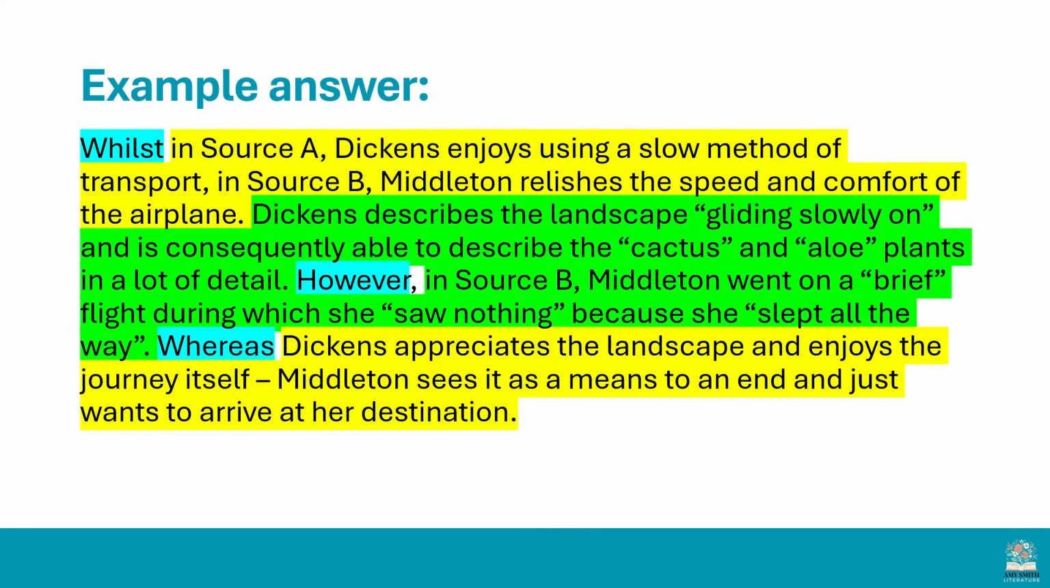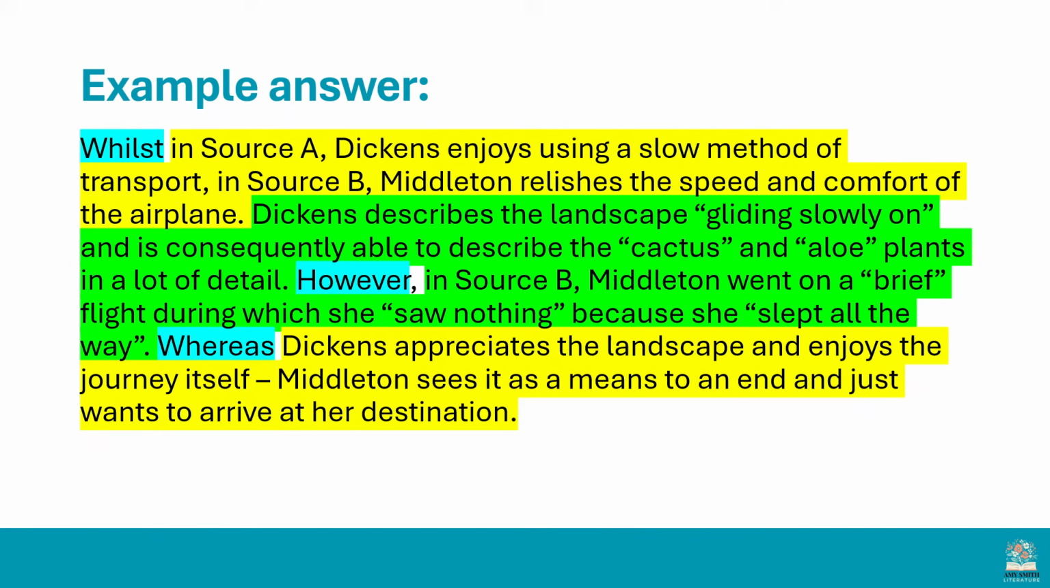Here's an example answer then, and I've highlighted it, but I'll talk to you about that in a minute. We'll read it through first. So it says, whilst in source A, Dickens enjoys using a slow method of transport, in source B, Middleton relishes the speed and comfort of the aeroplane. Dickens describes the landscape as gliding slowly on and is consequently able to describe the cactus and aloe plants in a lot of detail. However, in source B, Middleton went on a brief flight during which she saw nothing because she slept all the way. Whereas Dickens appreciates the landscape and enjoys the journey itself, Middleton sees it as a means to an end and just wants to arrive at her destination.